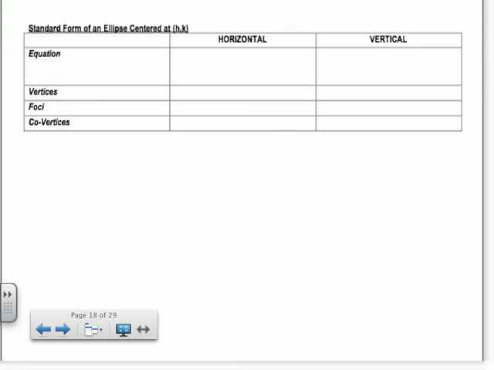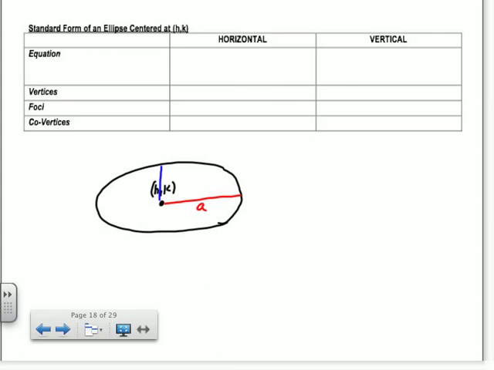So let's say that we're not centered at 0, 0. Instead, we're centered at another point, h, k. Okay, so this is where people have a lot of trouble, but it's really not bad. So if this is h, k, and it's a horizontal ellipse, that means you go out a distance of a this way, and up a distance of b this way.